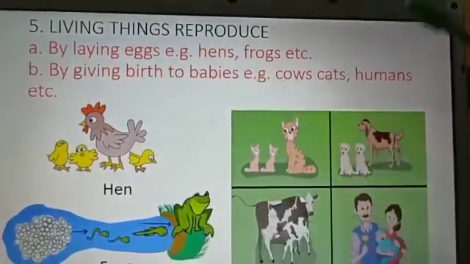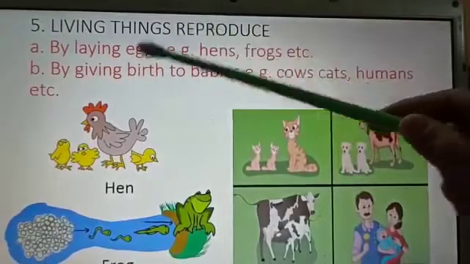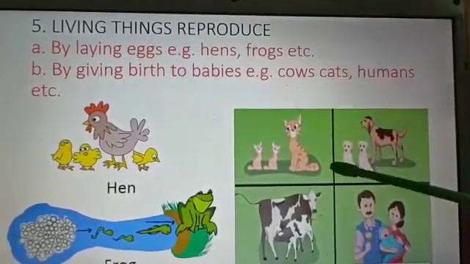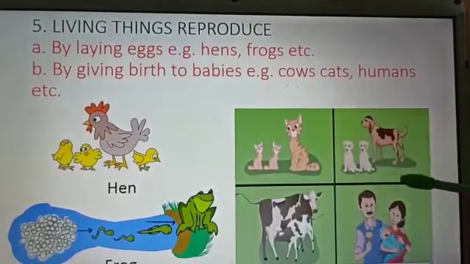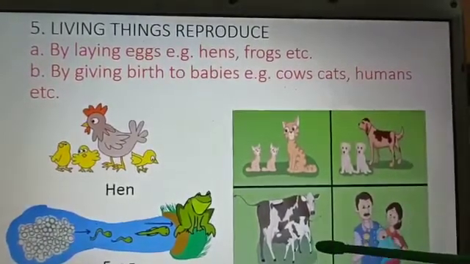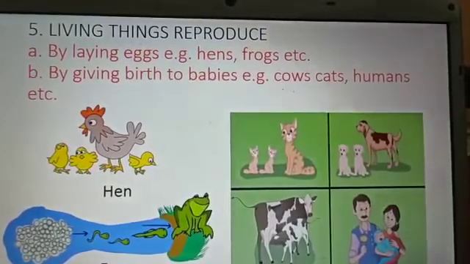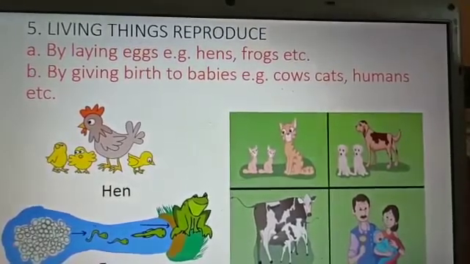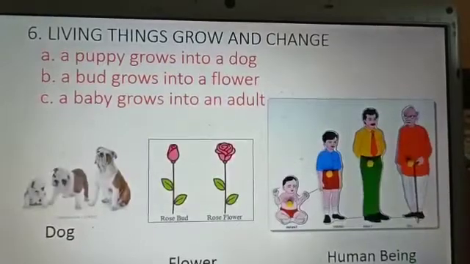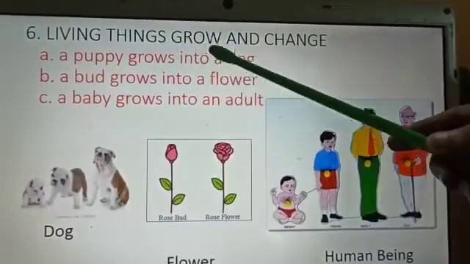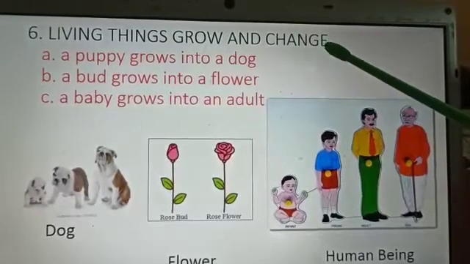Okay, children? And some reproduce by giving birth to babies straight away, like cats, dogs, human beings and cows. They all give birth to babies. Okay, students? Now another characteristic which we are going to discuss today is that living things grow and change.